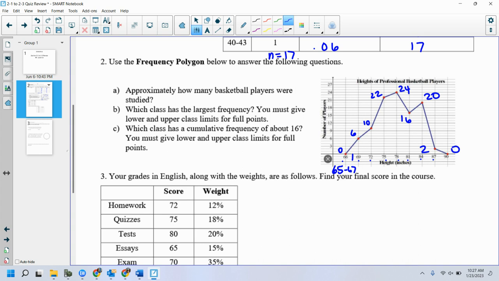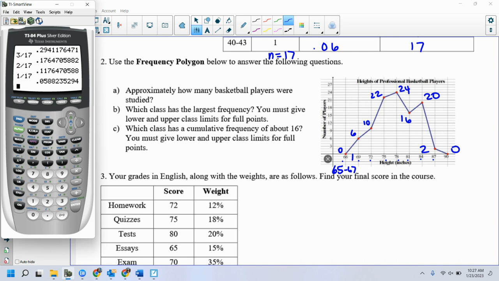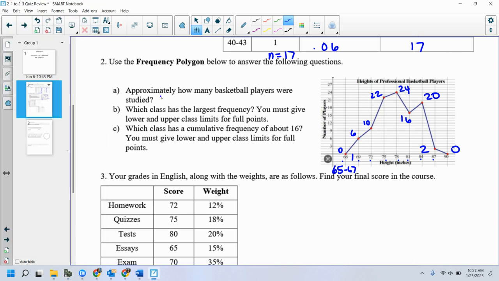So what is it asking for here? It's asking for cumulative frequency, right? So I have 6 plus 10 plus 22 plus 24 plus 16. Just don't forget about any points in there. Plus 20 plus 2. 6, 10, 22, 24, 16, 20, and then 2. So total, 100. 100 basketball players were studied.